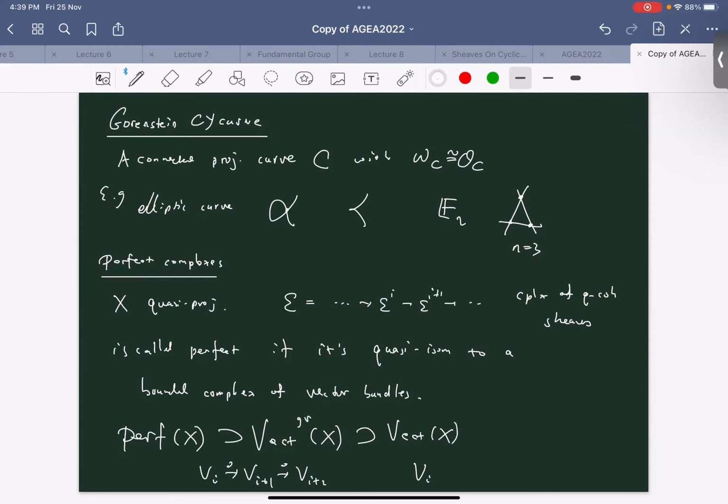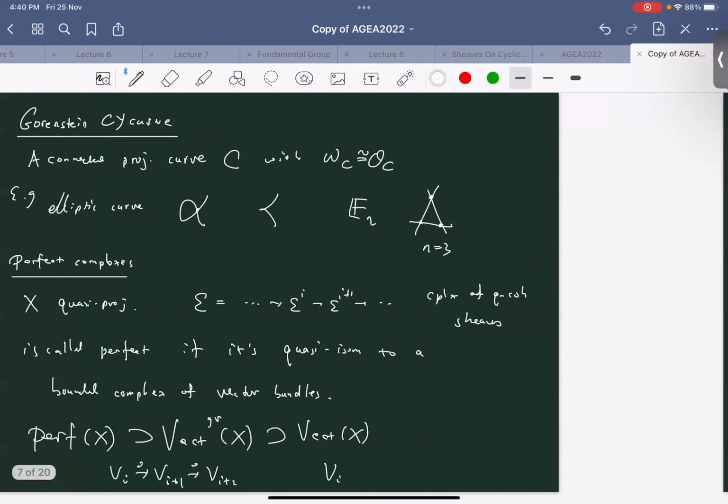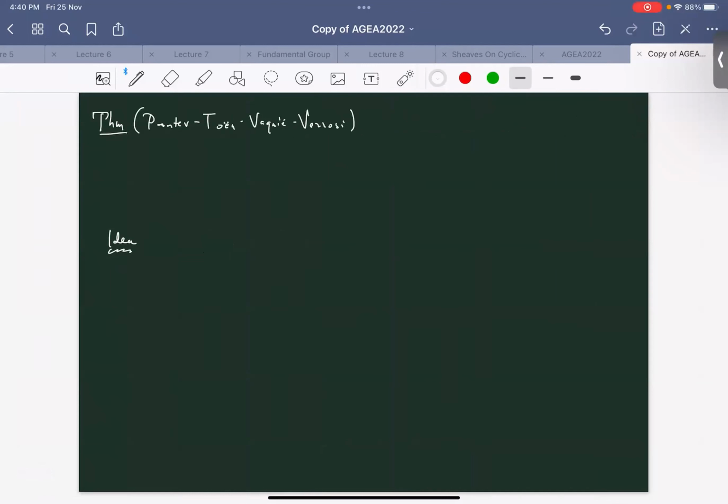So now let me recall a fundamental theorem of Pantev-Toën-Vaquié-Vezzosi. Let C be Gorenstein Calabi-Yau according to my previous definition. Then the stack of perfect complexes on C admits a one-shifted symplectic structure.